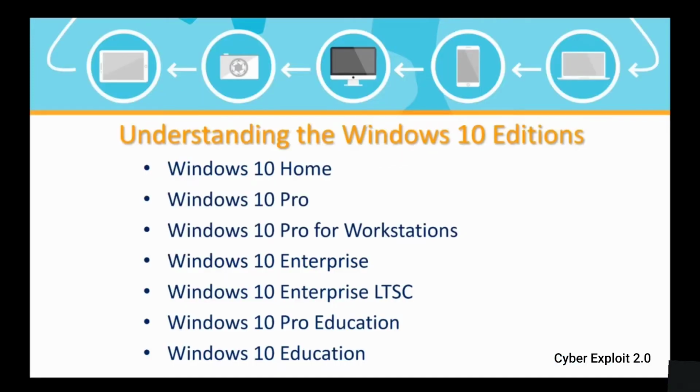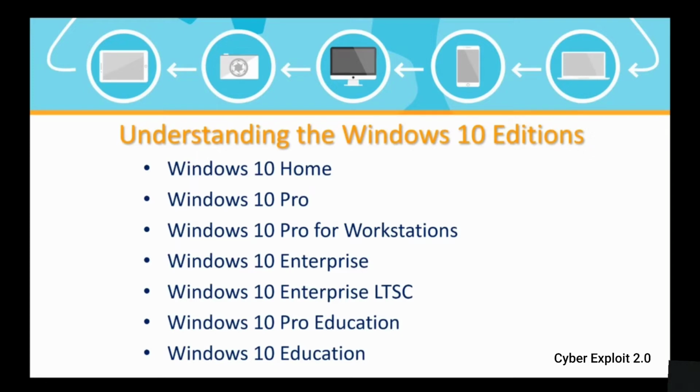So if you look here, you'll notice there's Home, Pro, Pro for Workstations, Enterprise, Enterprise LTSC, which is the long-term servicing channel. Essentially, it's able to push updates off for a longer period of time, but I'll talk about that later. You have Pro Education and then Education, okay? And the highest level products that you see there are the ones labeled Enterprise and the one that just says Education. You have the most features out of those.